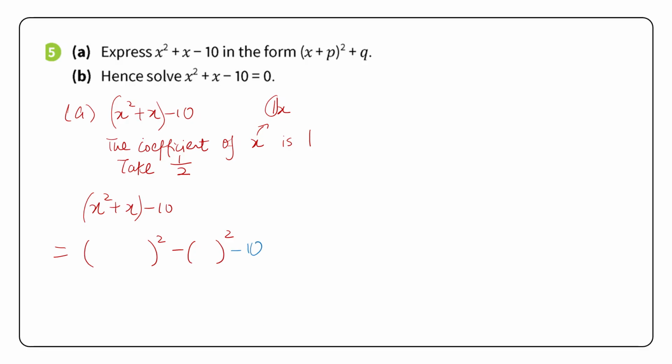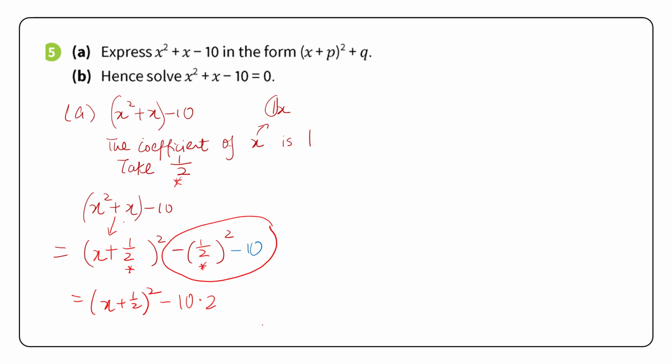Right. So what goes inside is x followed by plus, because you follow the operation in the middle term. If it's plus, it's plus. If it's minus, it's minus. Then you put in half. Then you minus half squared. So that gives you x plus half squared minus half squared. And this one, use your calculator to evaluate. You get negative 10.25, or you can leave it as a fraction or whatever. It just doesn't matter, fraction or decimal. Okay, so that's part A. And of course, part B, you have to use this answer to solve the equation.